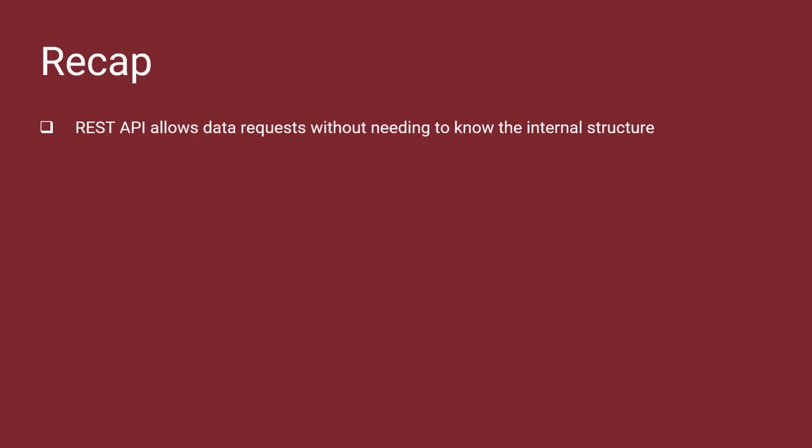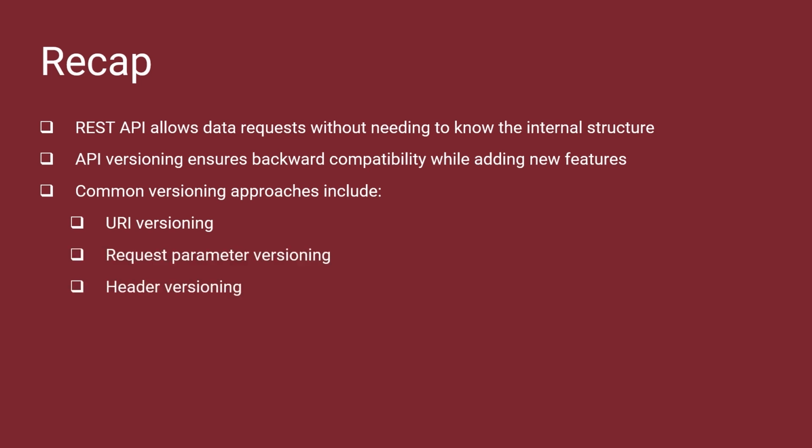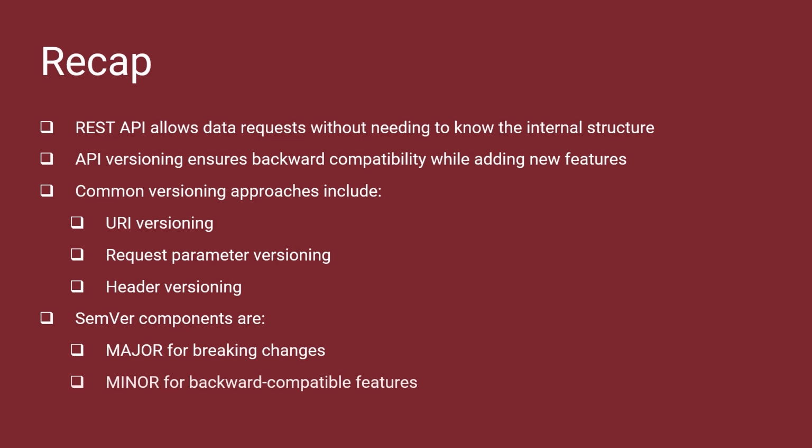In this video, you learned that REST APIs allow data requests without requiring knowledge of a server's internal structure. API versioning ensures backward compatibility while enabling the addition of new features. Common versioning approaches include URI versioning, request parameter versioning, and header versioning. Finally, SemVer has three components: the major version, which indicates breaking changes, the minor version, which denotes the addition of backward-compatible features, and the patch version, which reflects small fixes or improvements.